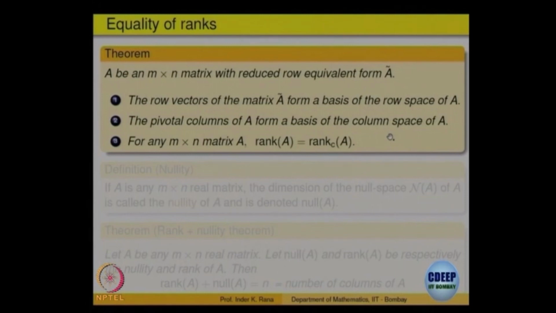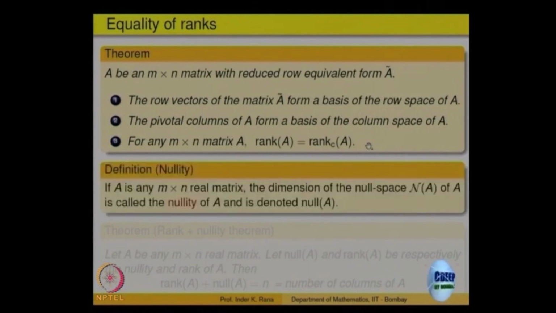So, I am trying to tell you how to get a basis of the row space, how to get a basis of the column space. How do you get the basis of the row space? Take the matrix, bring it to row equivalent form. The non-zero rows will give you a basis for the row space, right. For the column space, take the matrix, bring it again to row equivalent form, look at the pivotal columns of the original matrix A, then they are going to give you a basis for the column space, right. And the third, the rank of the matrix is the same as the rank of the column space, is the same as the rank of the row space.